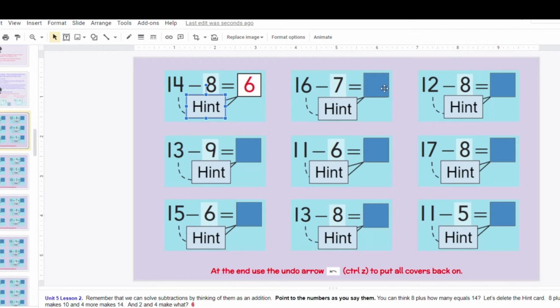16 minus 7 equals, class, let's count backwards because we know unknown plus 7 equals 16. 7 and how many make 16 or make a 10? Class, 3. 3 fingers should be up on your hand. Boys and girls, we're at a 10. How many more do we need to get to 16? Class, 6. Boys and girls, how many did we add all together? 9.